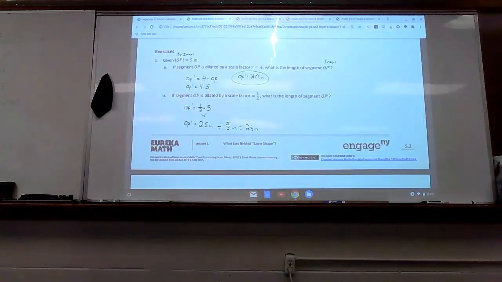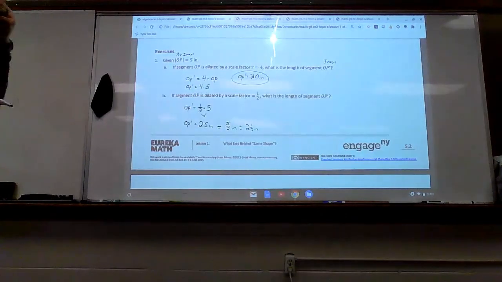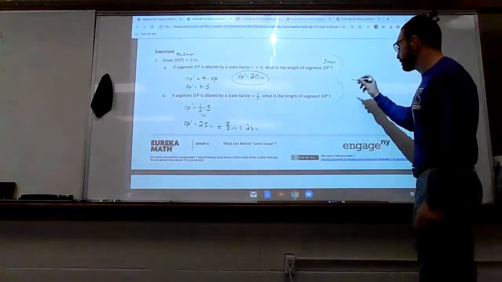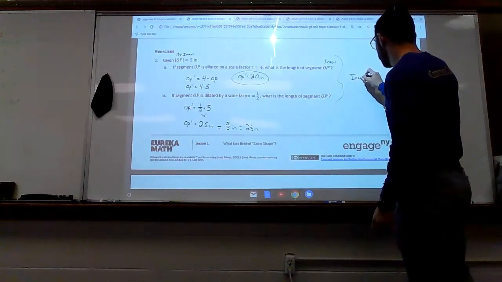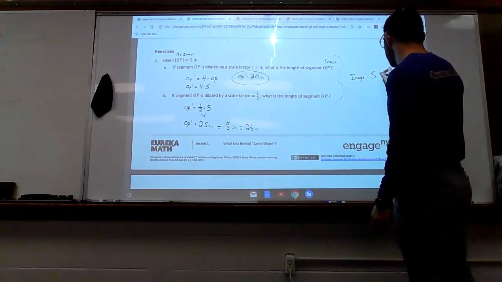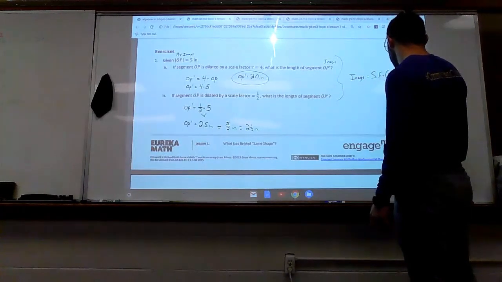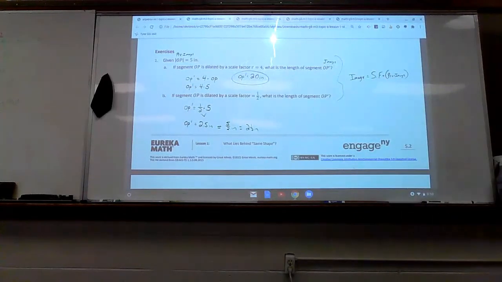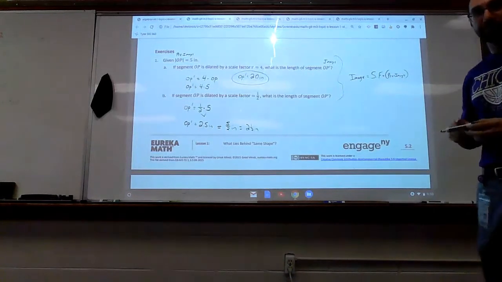So this is how we are finding our image. When we're given a scale factor, the image equals scale factor times pre-image. And this is going to be an important formula for you to know. It's the image equals the scale factor times the pre-image.